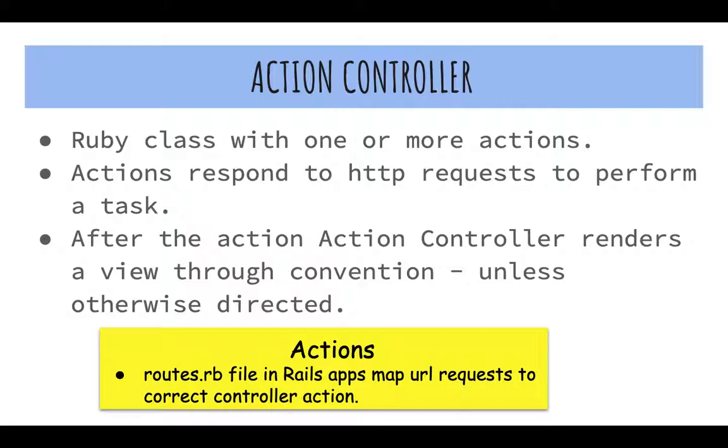So Action Controller is a class, basically, which each of our controllers will inherit from, and it requires one or more actions. Actions are really responses to HTTP requests to perform a task. HTTP is really the kind of cement that allows the internet to work, and these requests are again conventions which we'll look at when we do our RESTful actions. After the action, the controller renders a view through a convention, unless we tell it to do otherwise. Now the actions are specified in the routes.rb file, which maps the URL request to the correct controller action.